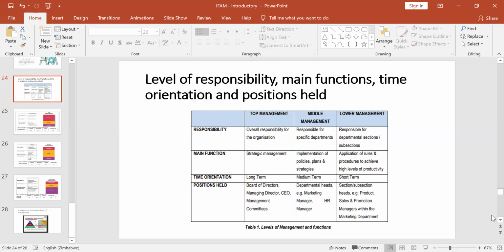Then a middle manager is responsible for specific departments. And this is why they need human skills. Then the lower management need to have technical skills. Why? Because they are responsible for the departmental sections or subsections, the actual work lines within an organization.